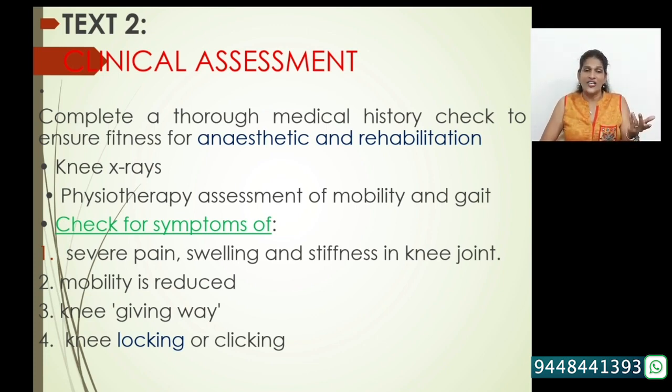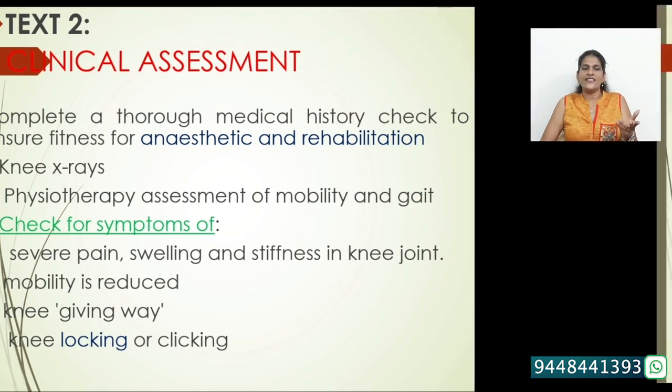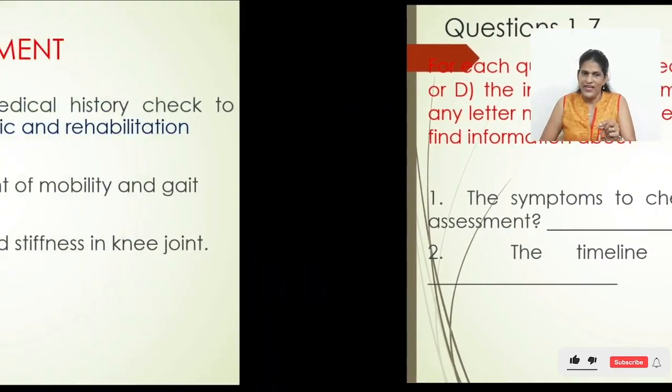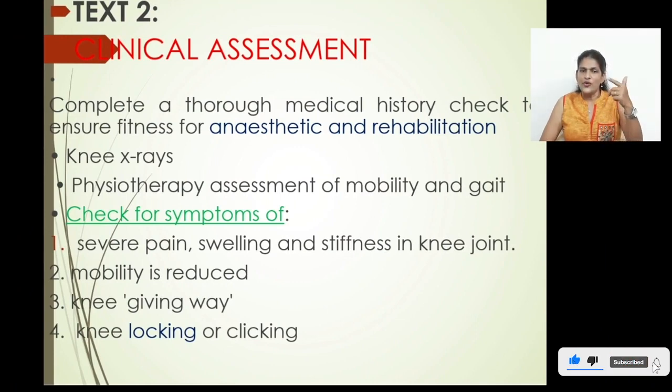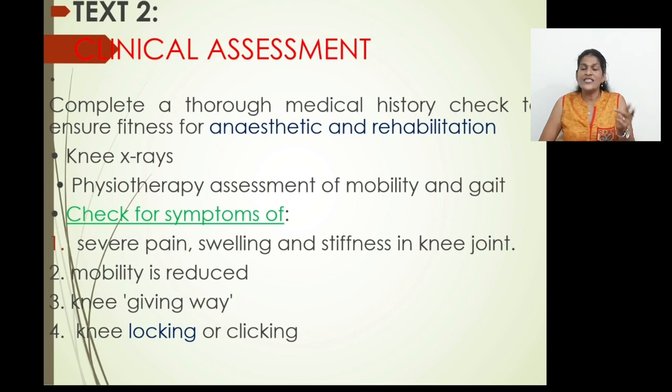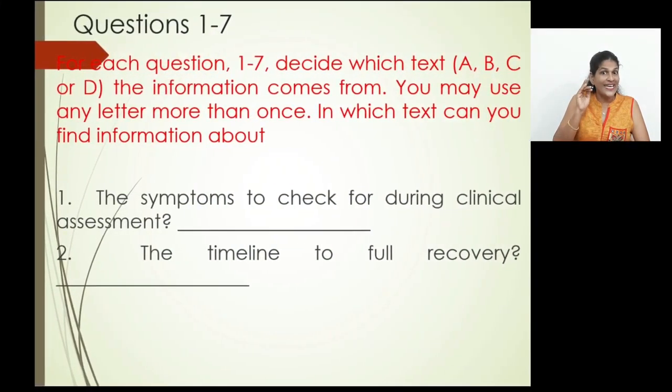Where do we go to search for this answer? You have to go to the text which talks about clinical assessment. Text 2 says that you need to check for symptoms in the physical assessment. That means when you do the clinical assessment, you check for symptoms. The question is the symptoms to check for during clinical assessment. Here the synonym is not used; the exact words are used. Doesn't matter. Somewhere they give a synonym, so you should be keen about that. That's why you should put B, because this sentence matches with text B. So the answer is B.